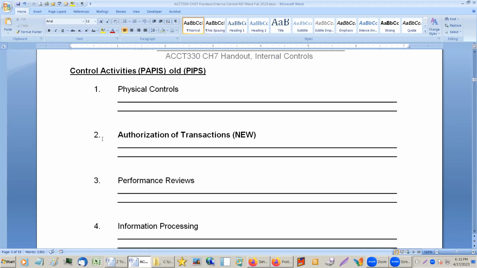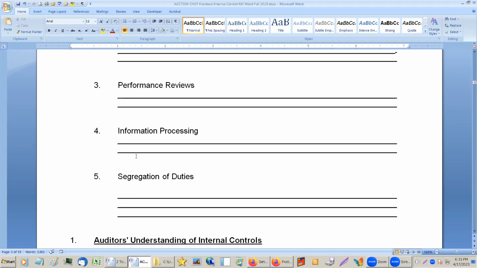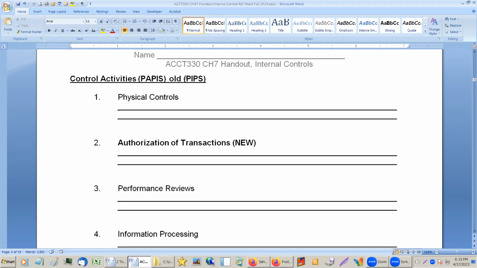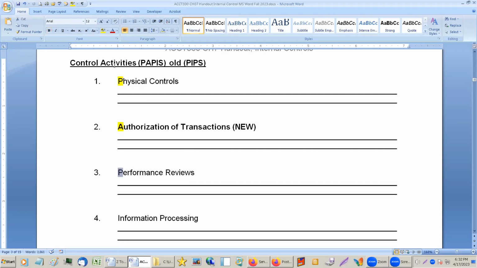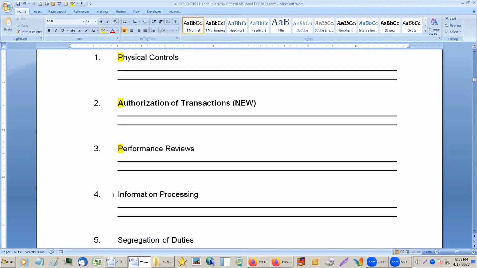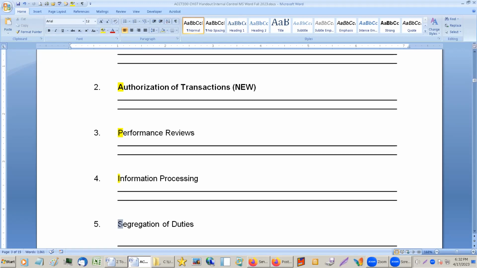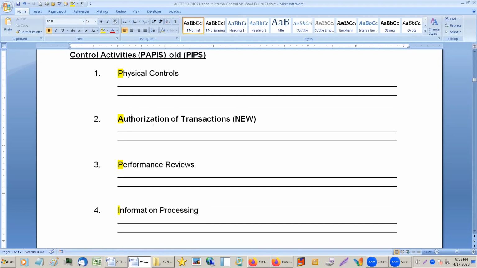One of those things is called PAPIs, or the old PIPs, and that is here. Authorization of transactions is a new one. I'm not sure why. It isn't segregation of duties, but they broke it out as a separate type of control activity.